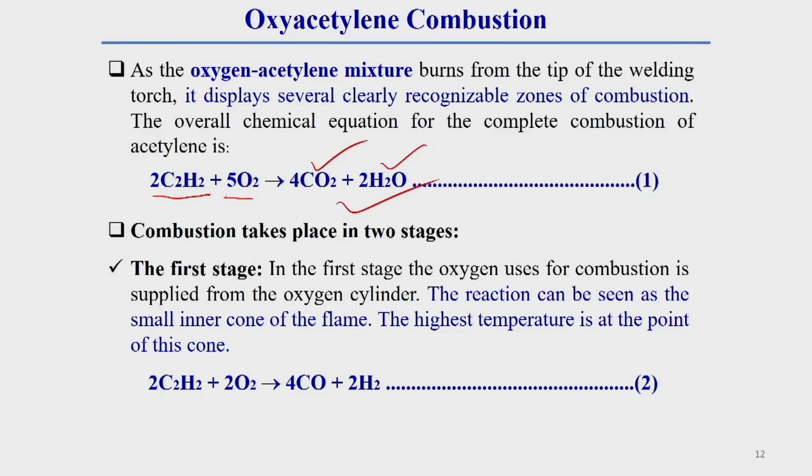In the first stage, the oxygen used for combustion is supplied from the oxygen cylinder. Whatever oxygen is required for combustion is generally supplied from the oxygen cylinder. Due to this reaction, it can be seen as a small inner cone of the flame. Here generally the highest temperature is at the tip of this cone. So, this is the first stage of oxyacetylene combustion.